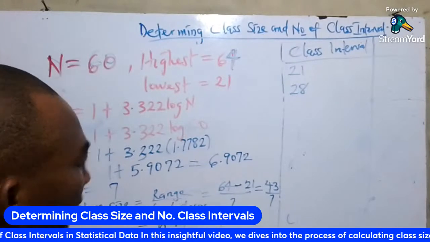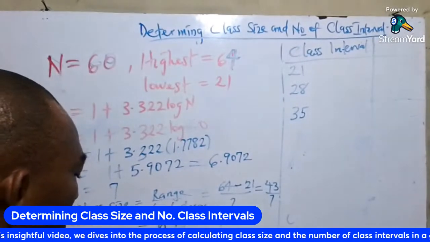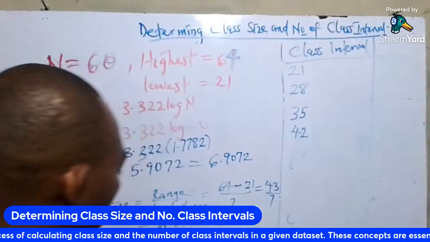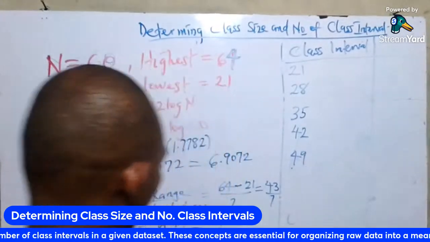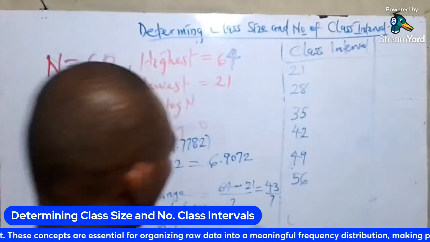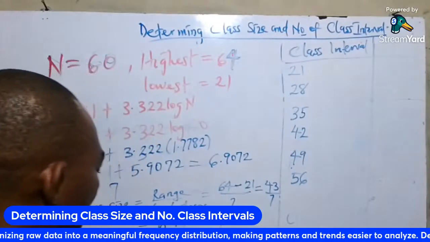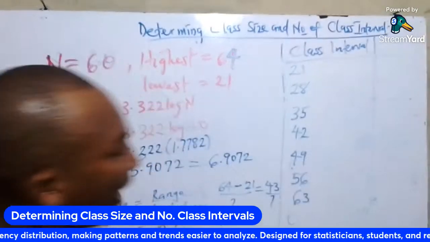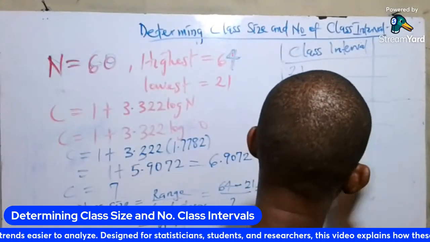Plus 7 again, that is 35. 35 plus 7, that is 42. 42 plus 7, that is 49. Plus 7 again, that is 56. How many is that? 1, 2, 3, 4, 5, 6. So 56 plus 7 again, that is 63. So that is the number of classes you are going to have.